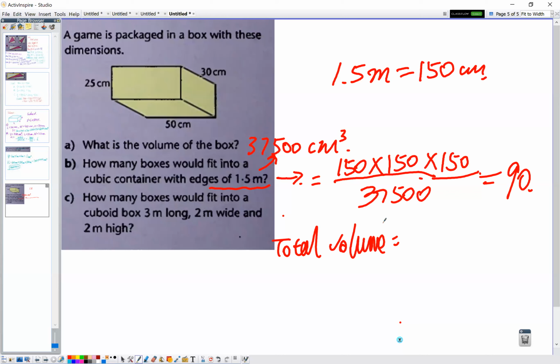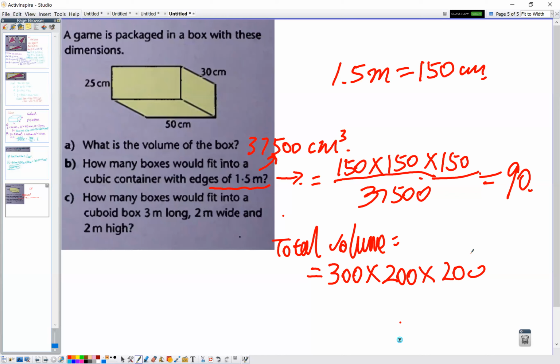We convert to centimeters. So this is 3 meters, we can say 300 centimeters. 2 meters, 200 centimeters. 2 meters, 200 centimeters as well. So this is what we have done here. So 300 by 200 by 200. Okay, bear this in mind. Then we think about what we're going to do next.